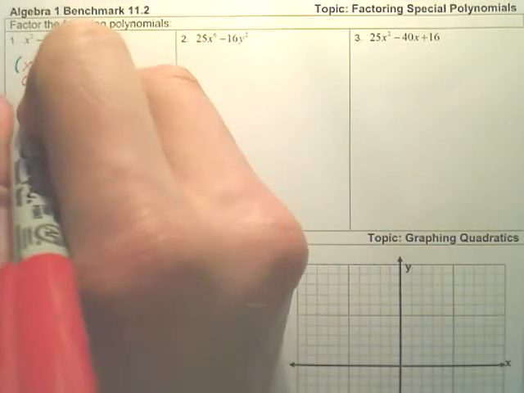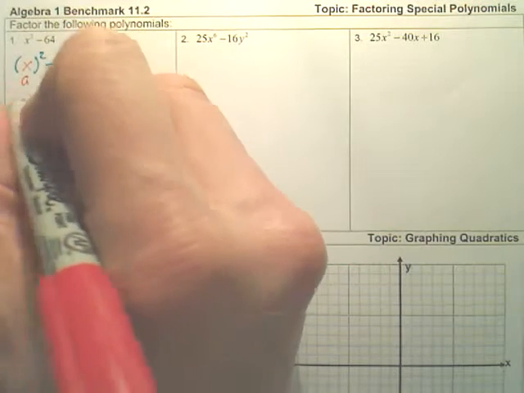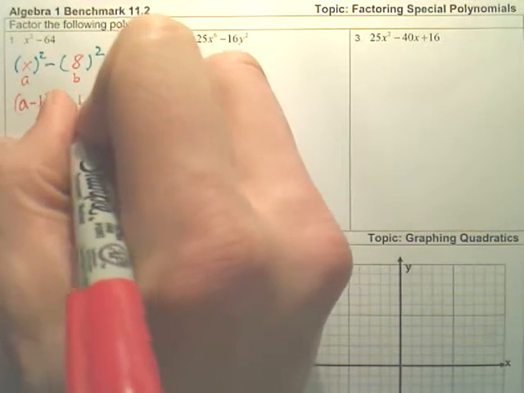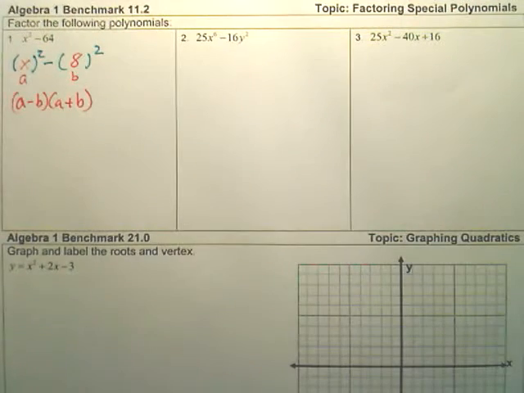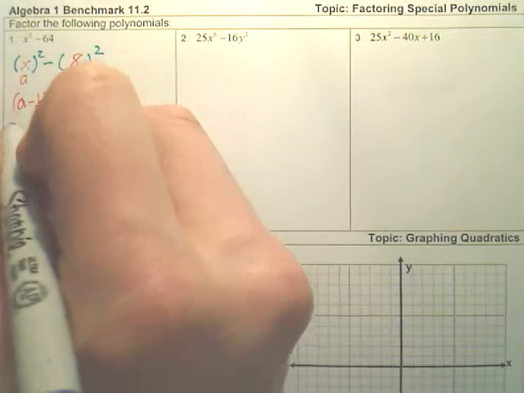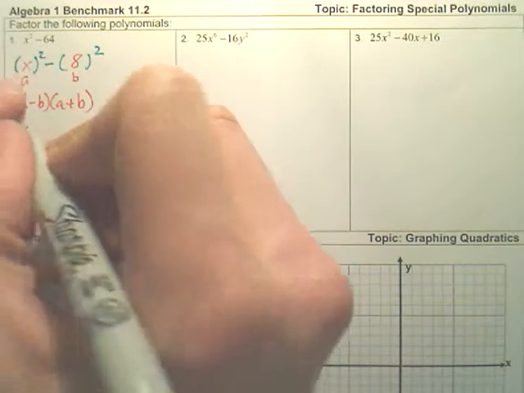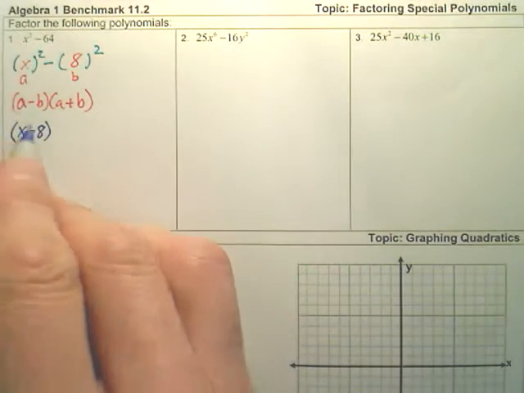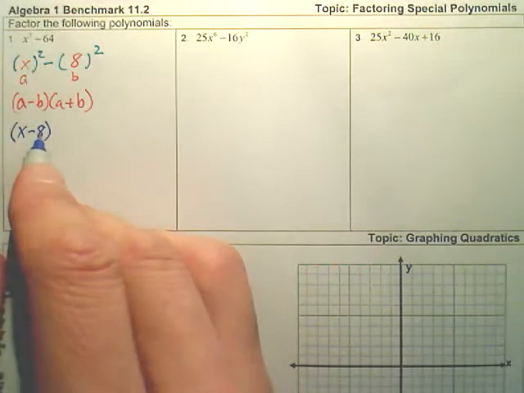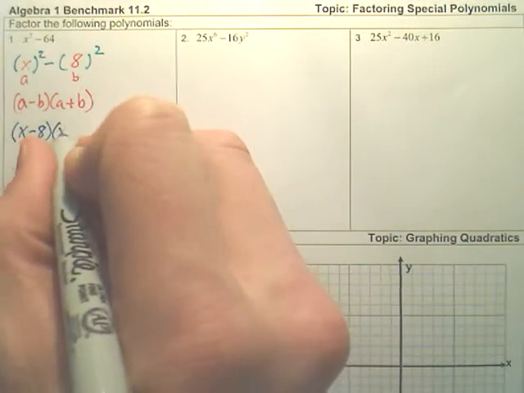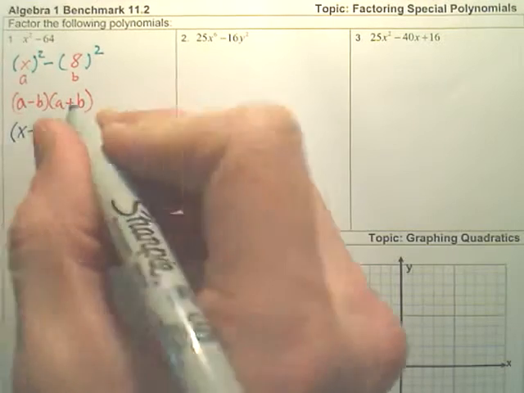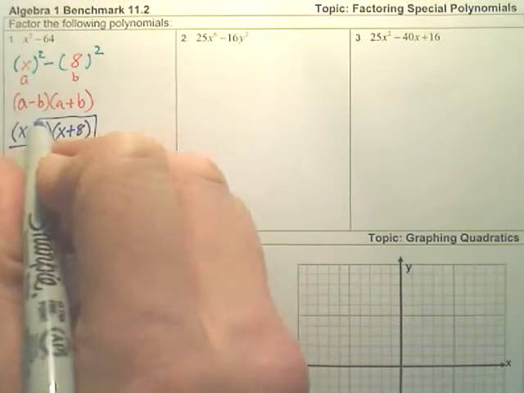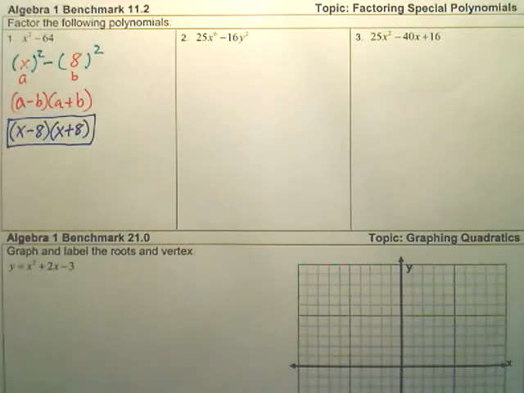Your answer is just always going to be A minus B, A plus B. Now, what is A? A is x. What is B? 8. So x is A, 8 is B, and then you have x plus 8. That is simply your answer. Difference of squares are very simple.